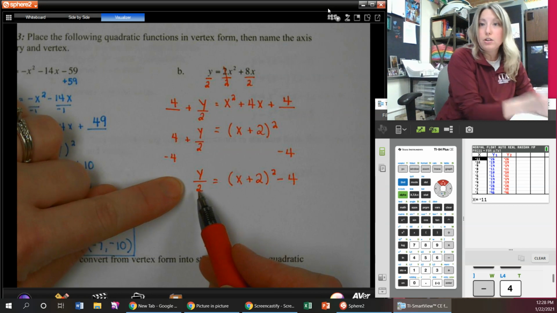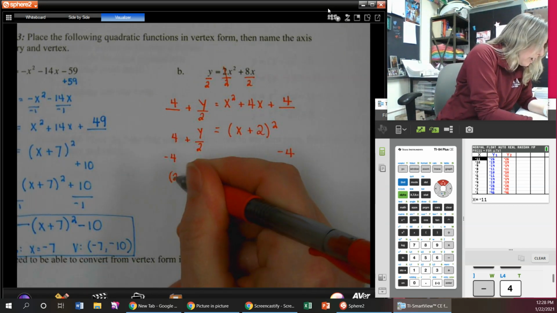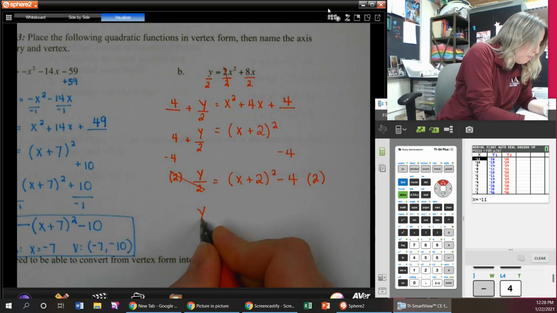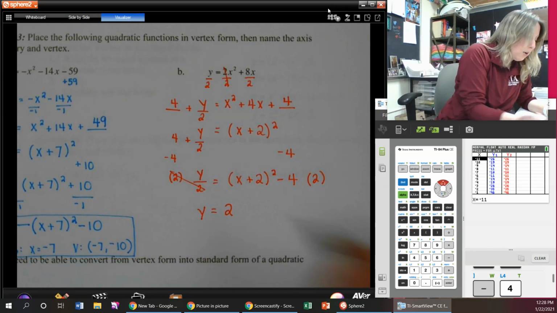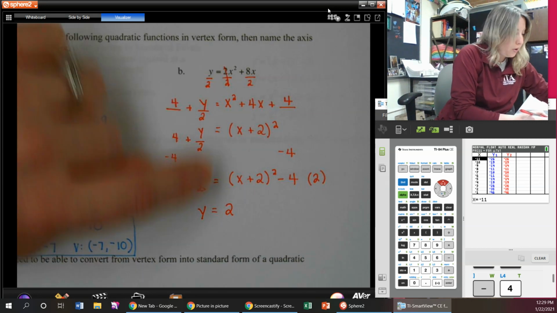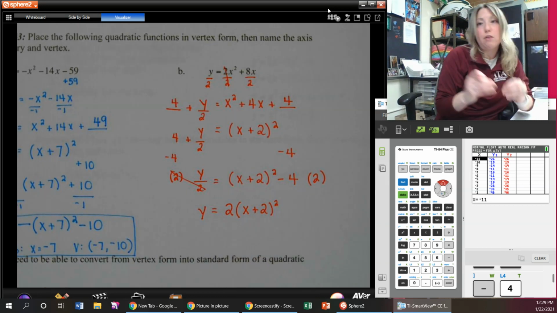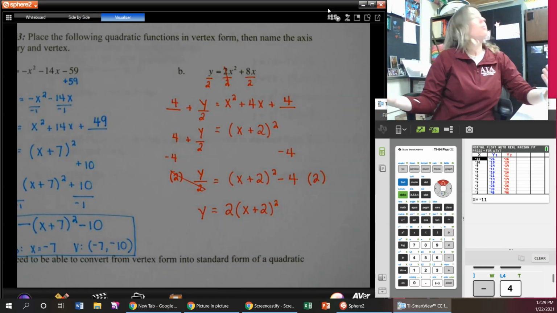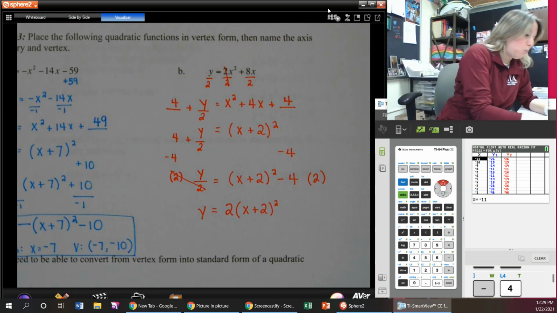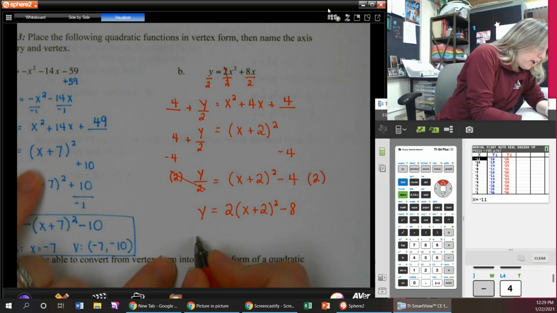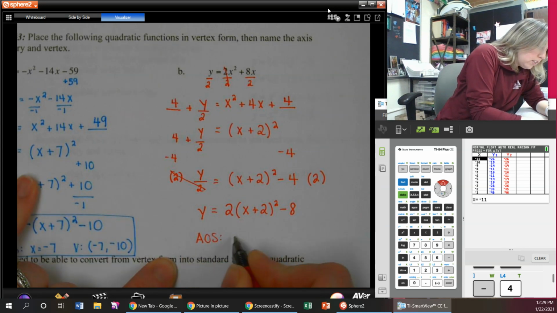And now, to get this 2 back over, I multiply everything by 2. Okay, so that means everything here, so that I get y all by itself. That just means the 2 is now the a value that it originally was, going in front of my binomial squared. Because once I've got my binomial squared, it itself doesn't change. Everything outside around it does with those things you move back from y. So now I've got a -8 out here. Okay, that means that my axis of symmetry is x equals -2, and my vertex or turning point is -2, -8.